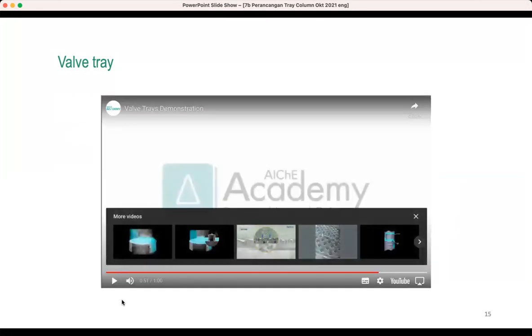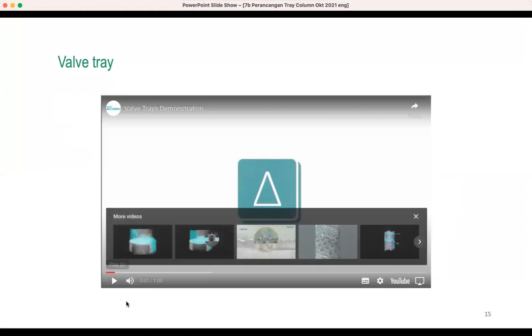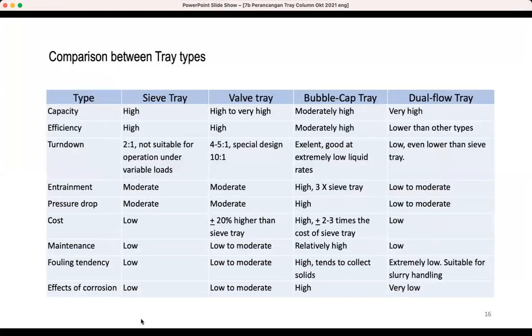Okay, that is the advantage and disadvantage of the valve tray. Okay, let's have a look at the next one. So this is the comparison between tray types.